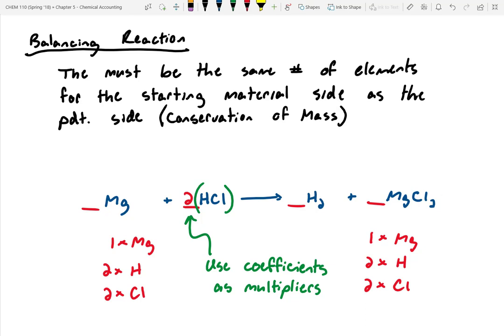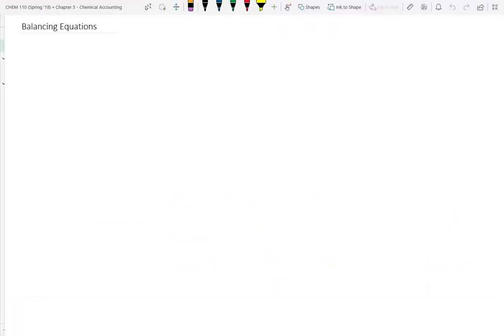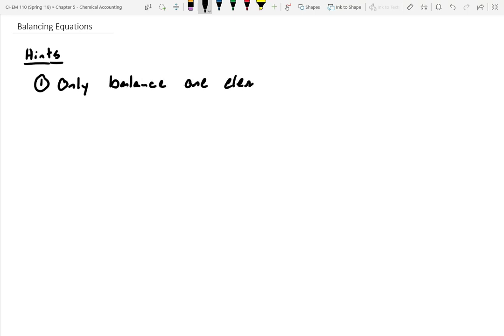So I'll show you some hints for balancing chemical equations because some of them get really challenging. And the first hint involves balancing one element at a time. Sometimes when you look at really complicated reactions, it's easy to get overwhelmed. When you get overwhelmed, your brain locks up and you can't do anything, right? So just focus on one individual element, balance that, move to the next element, balance that, and so on.